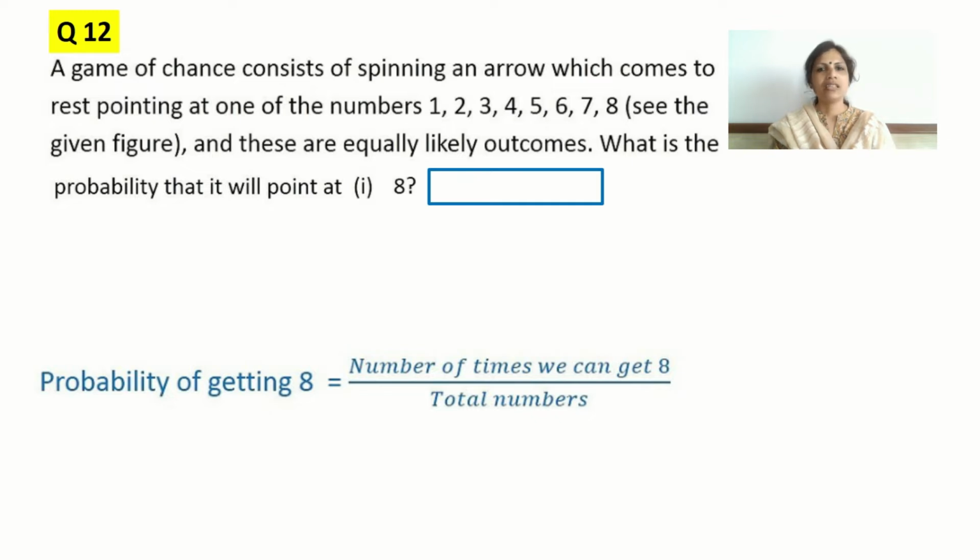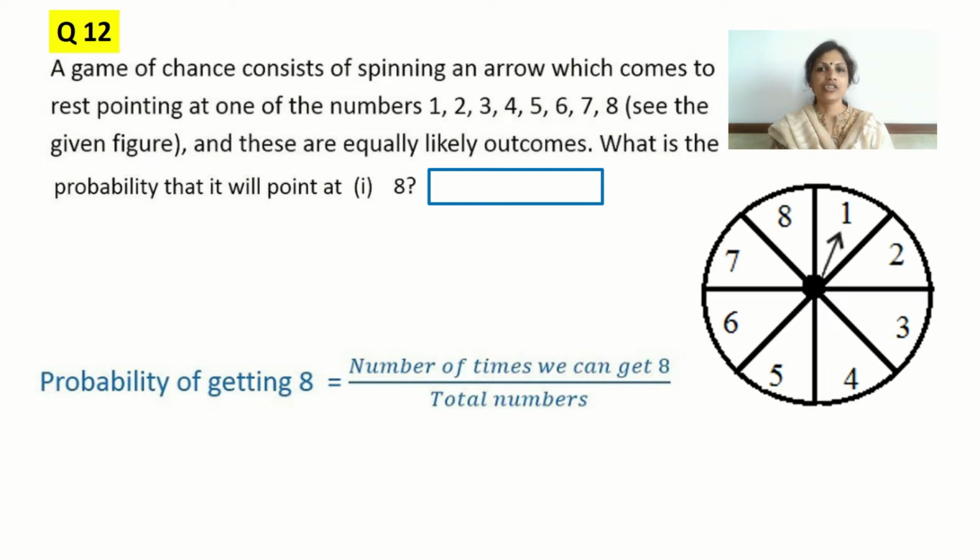A game of chance consists of spinning an arrow which comes to rest pointing at one of the numbers 1, 2, 3, 4, 5, 6, 7 and 8. See the given figure. Yeah children, I will be showing you the figure. And these are equally likely outcomes. What is the probability that it will point at number 8? So a spinning wheel, this is what is given to you.